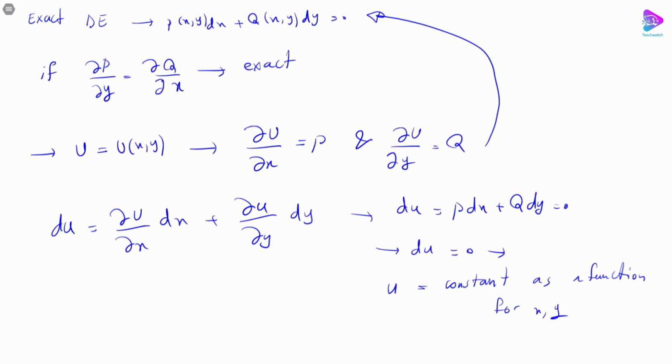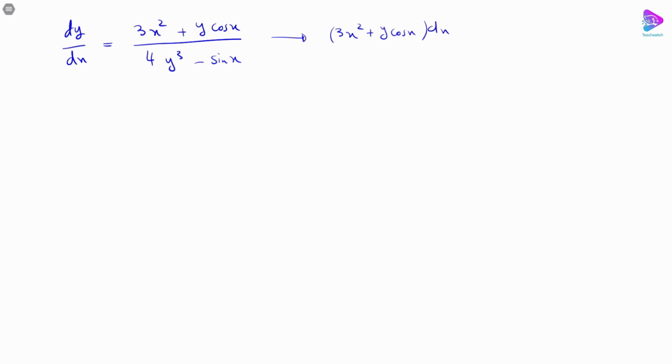And when we have this type of differential equations, they are easily solvable. So let's take a look at an example. We say dy over dx is equal to (3x squared plus y cosine x) over (4y cubed minus sine x). So if I open this up, we basically get (3x squared plus y cosine x) dx plus (sine x minus 4y cubed) dy equal to 0, where this is P and this is Q.